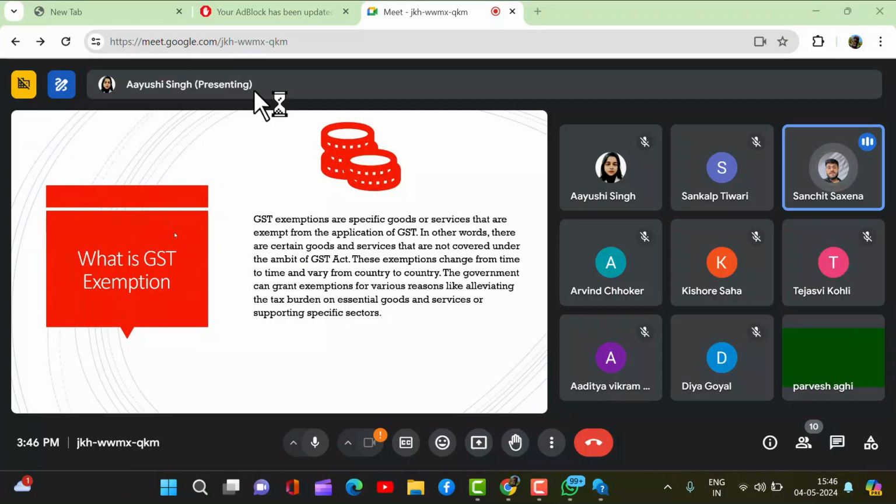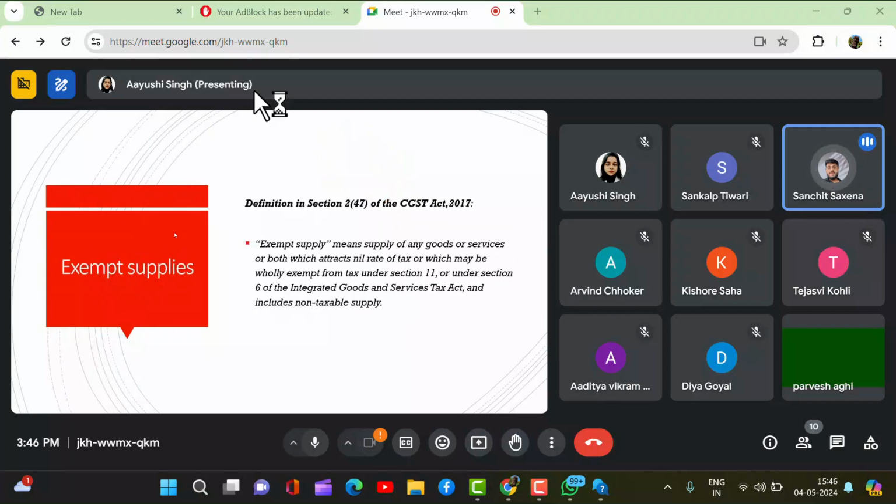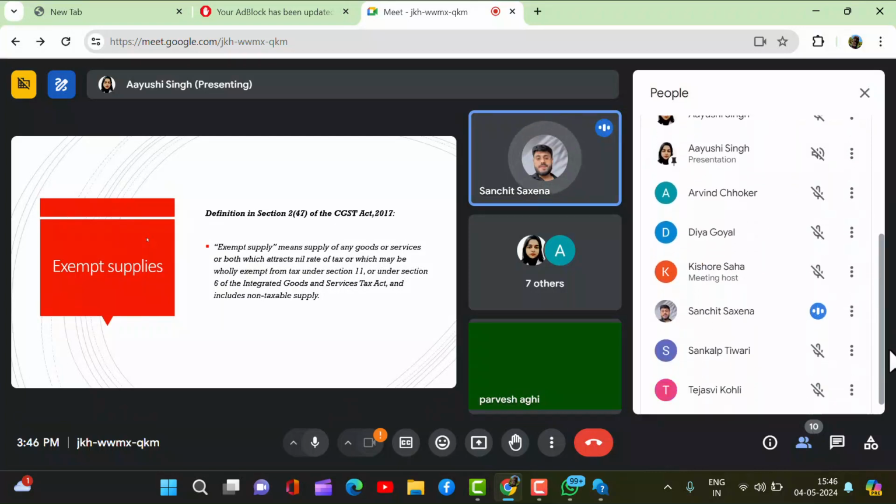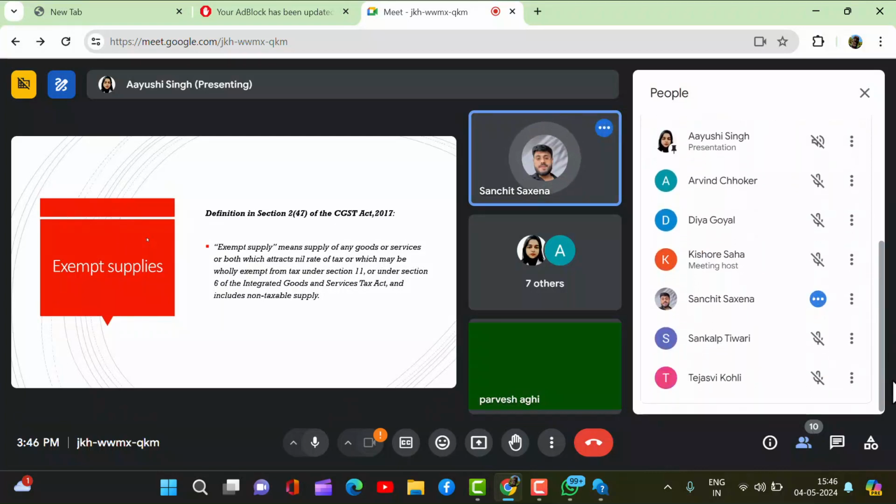So I'll be talking about GST exemption. GST exemptions are specific goods or services that are exempted from the application of GST. In other words, there are certain goods and services that are not covered under the ambit of GST. Next slide, Ayushi. According to Section 2(47) of the CGST Act, exempt supply means supply of any goods or services or both which attracts nil rate of tax, or which is wholly exempt from tax under Section 11, and includes non-taxable supplies as well.